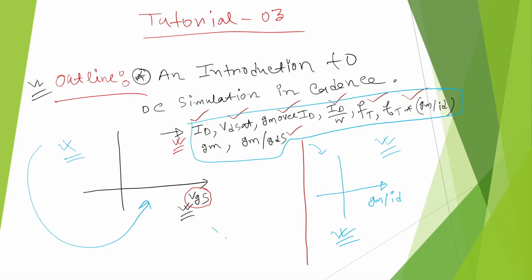So how do I generate this curve? We will explain this in the next tutorial video. But in this tutorial video, basically we try to find these parameters and plot them against VGS. Is that clear? So let's go to Cadence again.